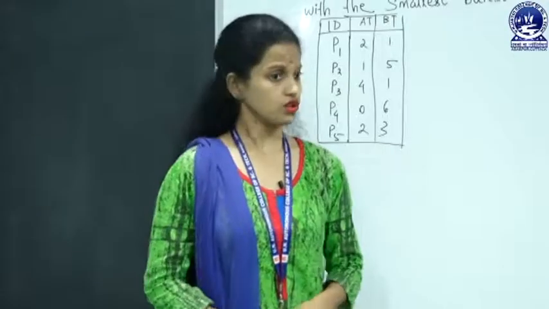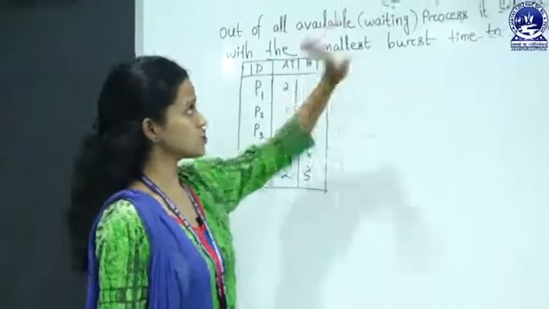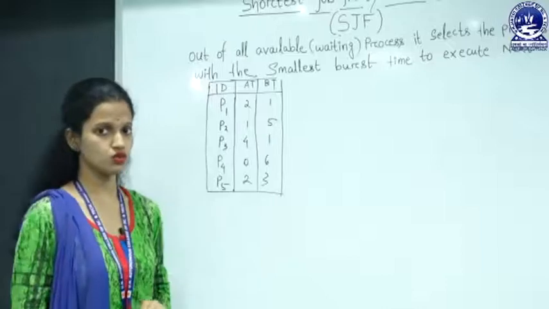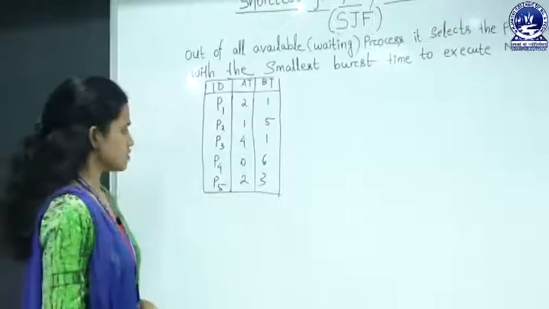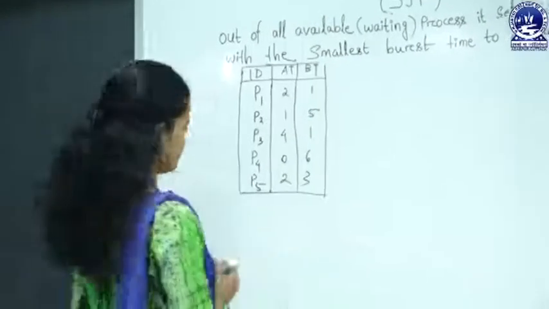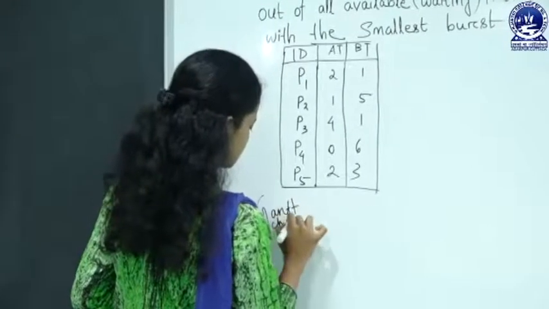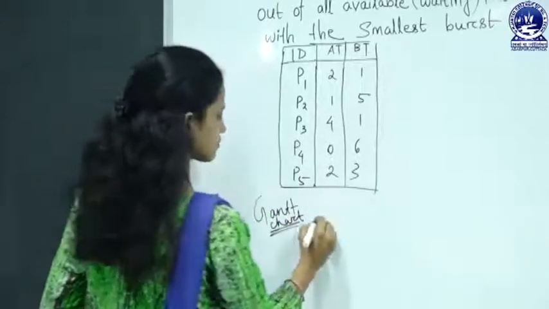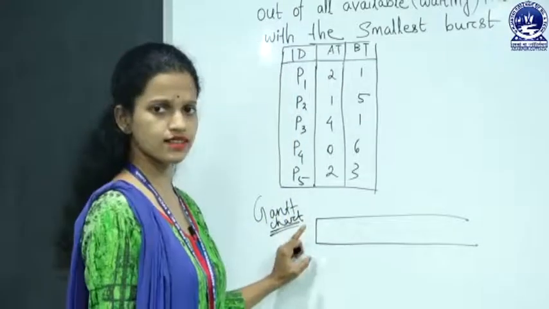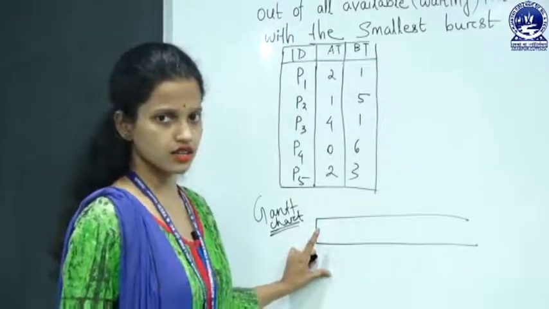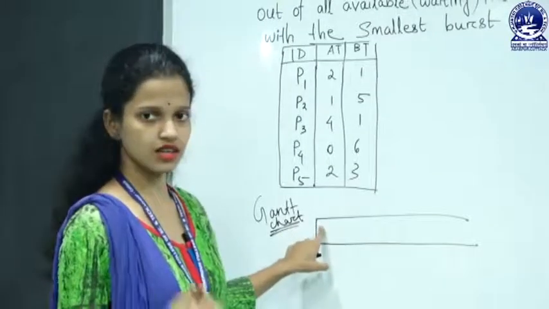Here is the example I have given. With this example, we have to solve SJF with the non-preemptive version. First of all, we have to draw the Gantt chart. If you draw this Gantt chart properly and correctly, then 90% of your work has been done. So you have to draw this chart correctly.